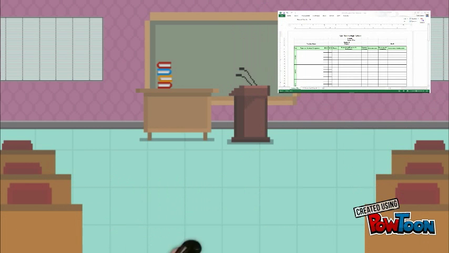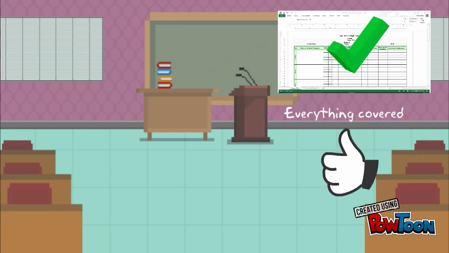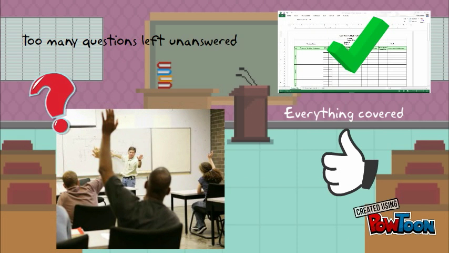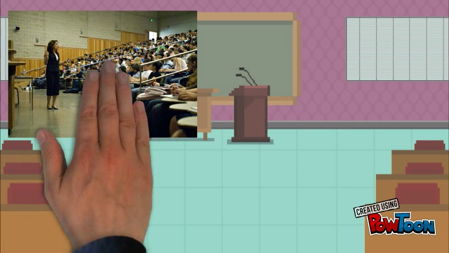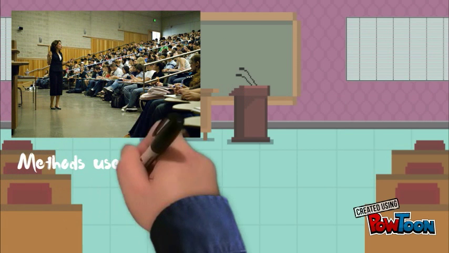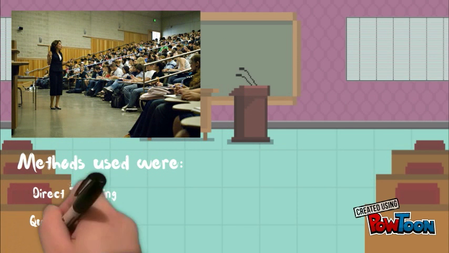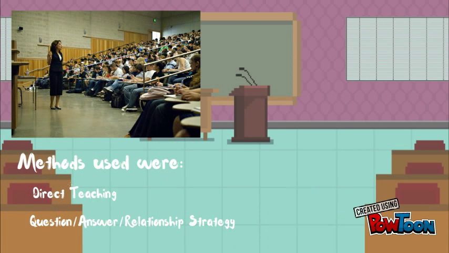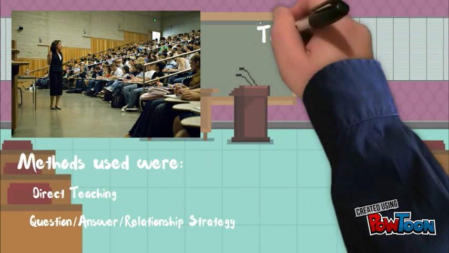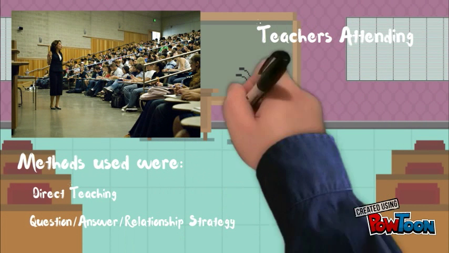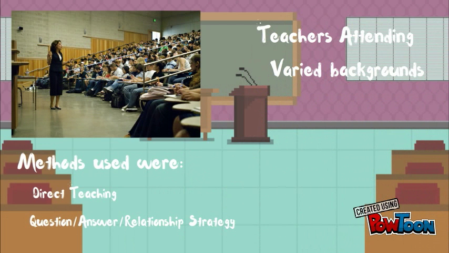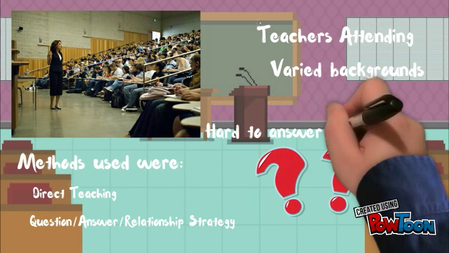Although the trainer did go through every single area that needed to be filled out in the lesson, she left too many variables to question regarding the digestion of the lesson by the attendees. The method of delivery of the lesson was mostly direct teaching, with some question-answer relationship strategy being used. However, with teachers varying in experience and teaching backgrounds, it was probably very difficult to answer every question regarding the information needed.